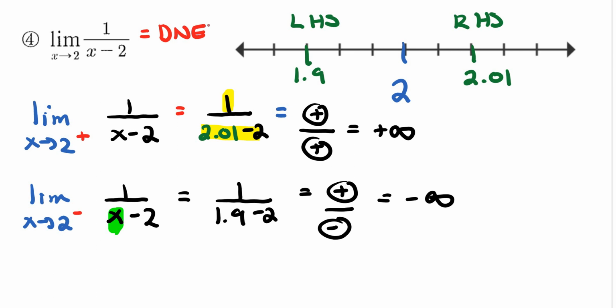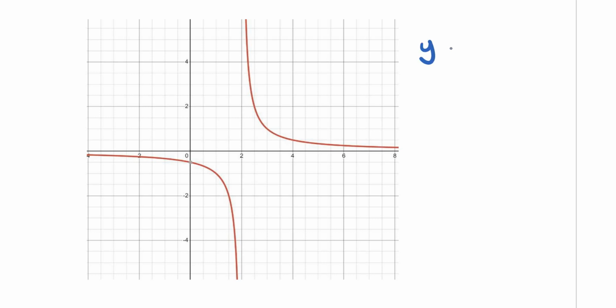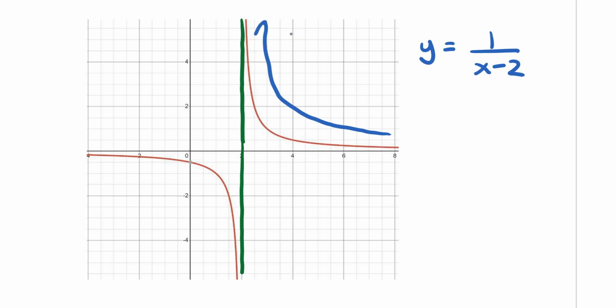Okay, and just before I go into question number 5, what does it mean that the limit does not exist for this problem? Well, here's a graph right now. This is the graph of the function that's given to us in the problem, which is 1 over x minus 2. And here is your vertical asymptote. As we approach 2 from the right, we're going to positive infinity, but if we approach 2 from the left, we're going to negative infinity, right? So that's why the limit does not exist.